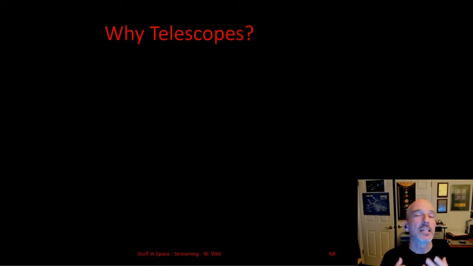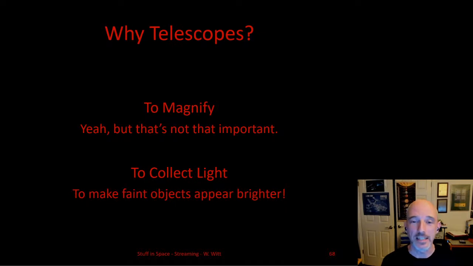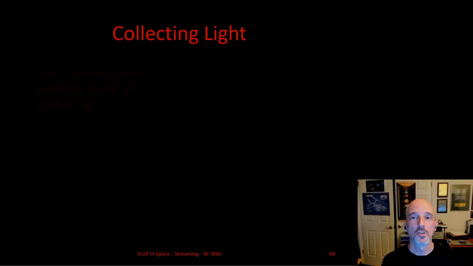And I typically get one of two answers. A common answer is to magnify, and that's true. Telescopes absolutely magnify stuff, but it's actually not the most important aspect. So it turns out the other important aspect is to collect light. It's to make faint objects brighter. And so the problem is this, right?